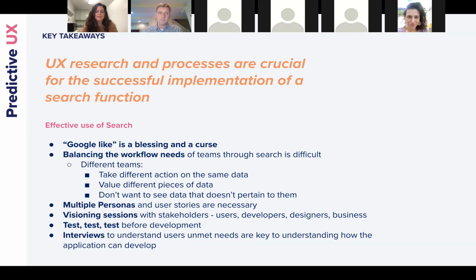Now, you're not going to be able to present it all, but there are different ways that you can work through that. And a lot of it comes down to research, UX research, working with the users. In search, personas are crucial. You need to have multiple personas based on the different teams and how they're going to be using search. And then user stories that come from them also have to drive the relationships and the different information that's presented in search.